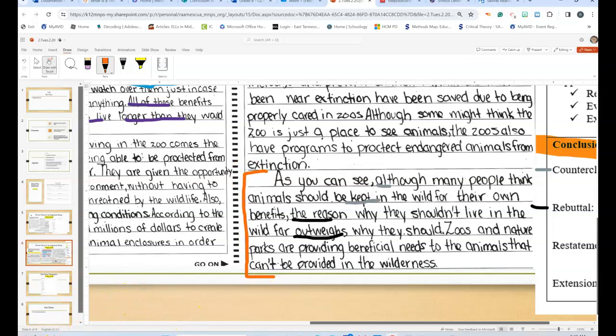Okay? So now you need to start drafting your own argument using this outline that we have provided for you and the evidence that you've collected. Thank you. I look forward to seeing what you come up with.